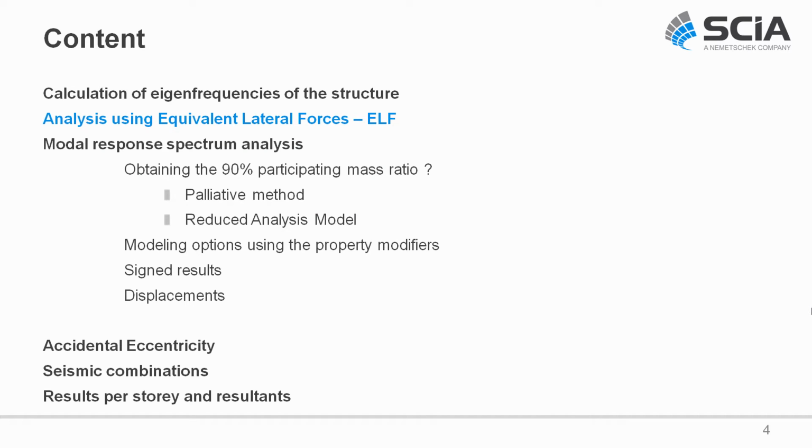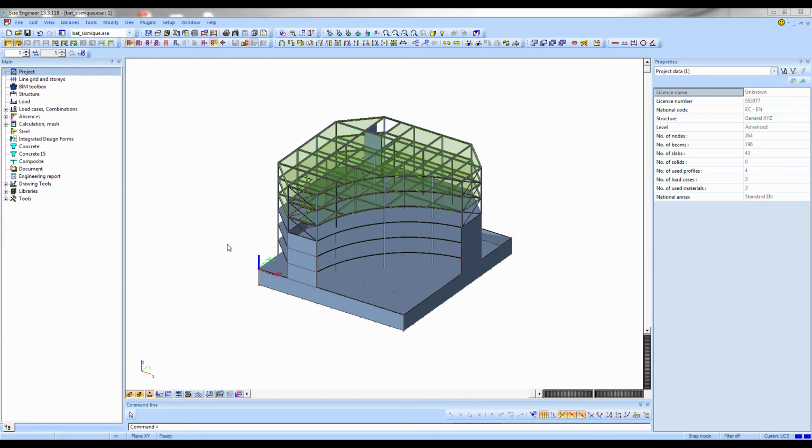I will now switch to SCIA Engineer in order to show you how this is done. Okay, so this is our project for today. It's a building composed of concrete and steel. So here I have the first floors that are in concrete, and I have the last 2 or 3 floors in steel.